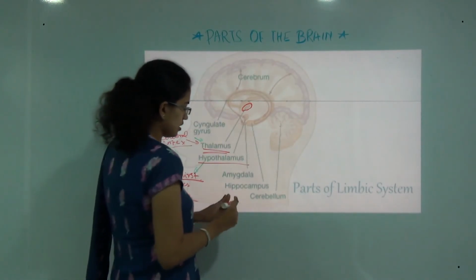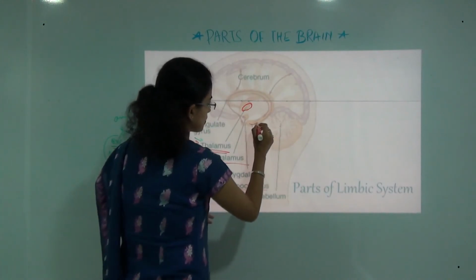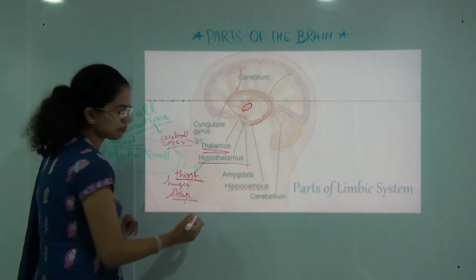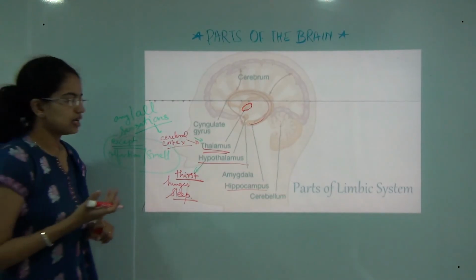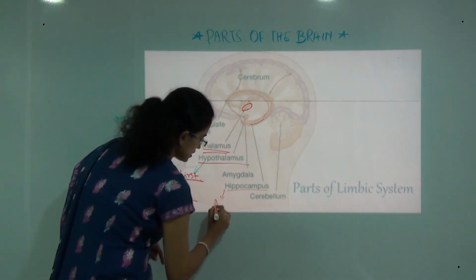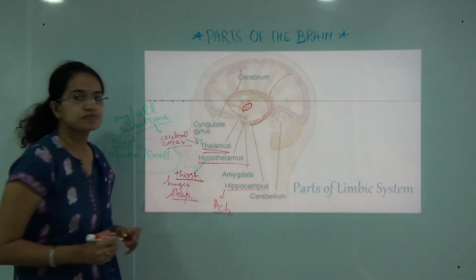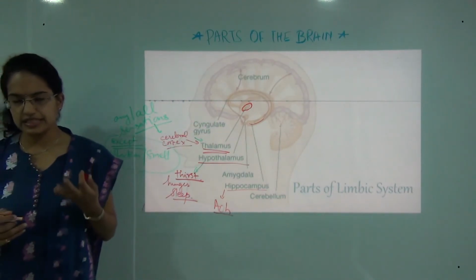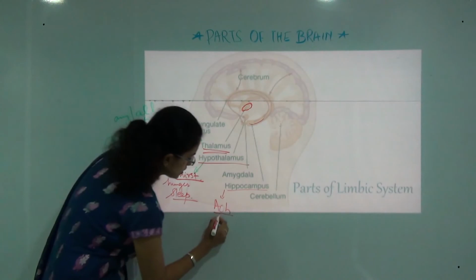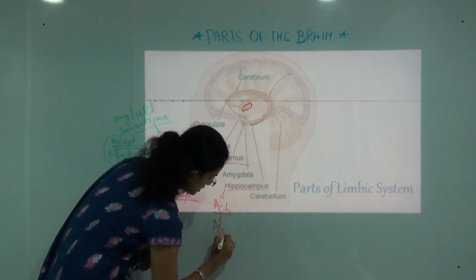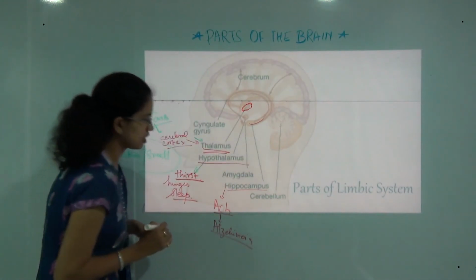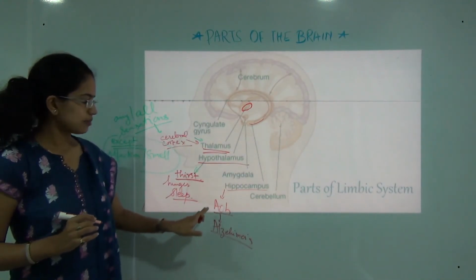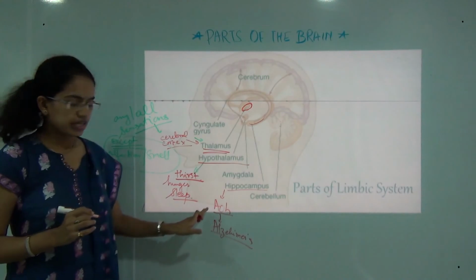Then you have the hippocampus. It's important because it releases a neurotransmitter, ACH, acetylcholine. A low amount of acetylcholine can lead to a disorder known as Alzheimer's. So for the hippocampus, the primary function is the release of ACH.